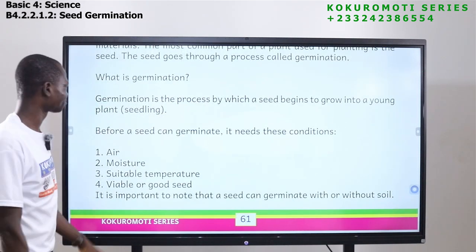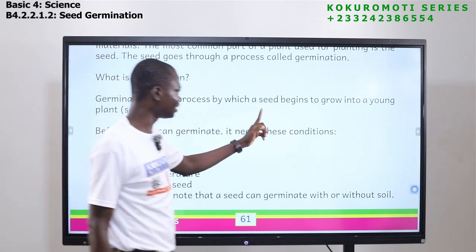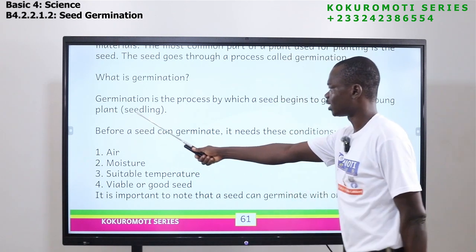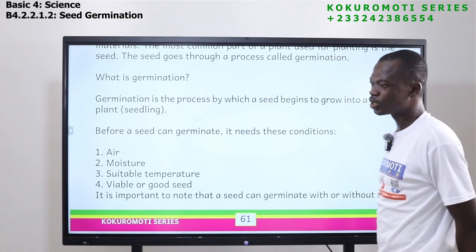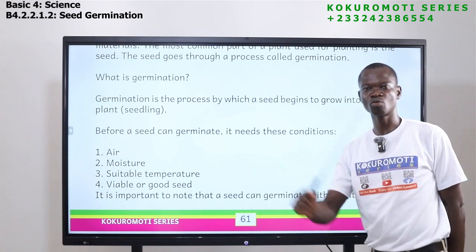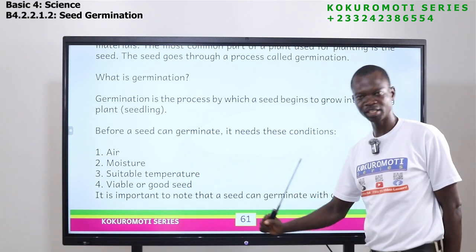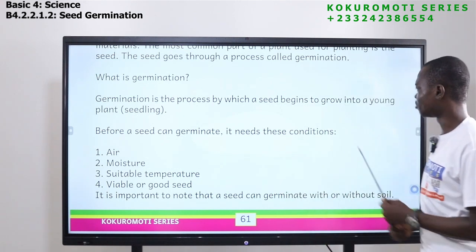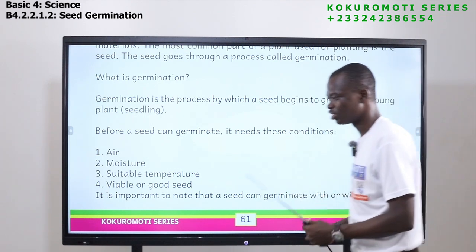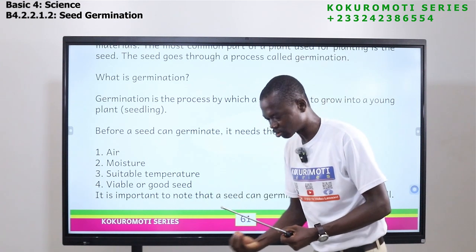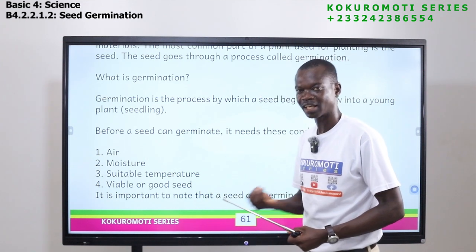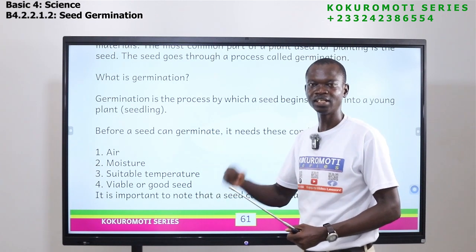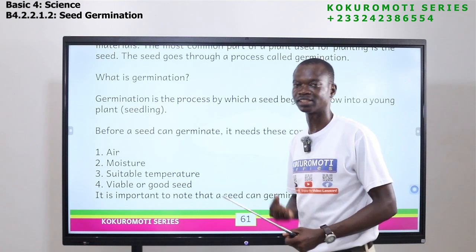What is germination? Germination is a process by which a seed begins to grow into a young plant. A young plant is also called a seedling. So if a seed begins to grow into a young plant, we call it what? Seed germination. So you see young plants coming out of the seed. If you see something like that, you say the seed is germinating, meaning a young plant is coming out of the seed.